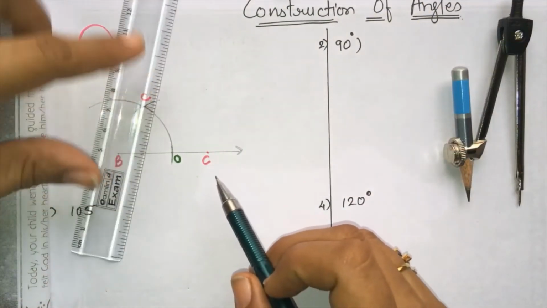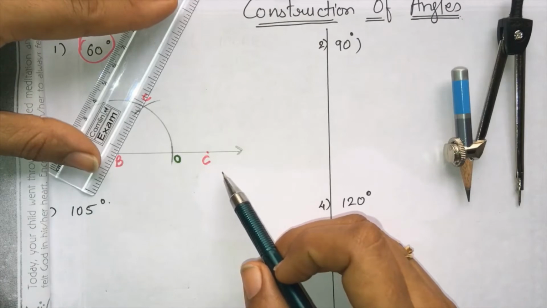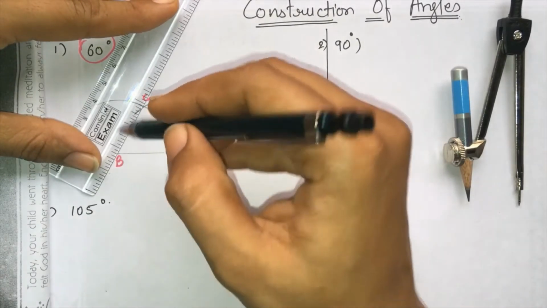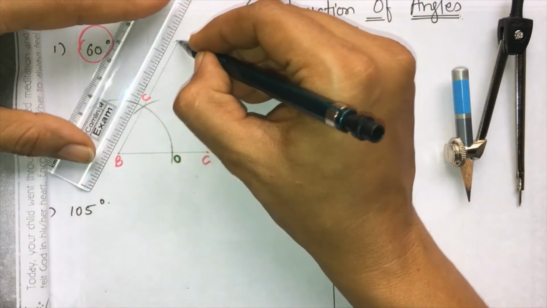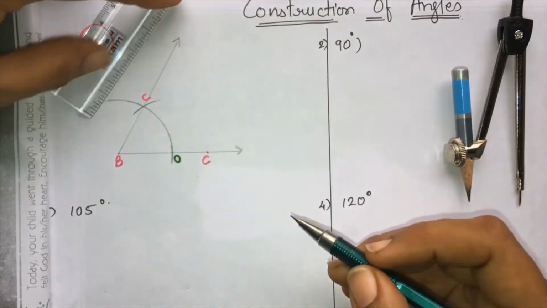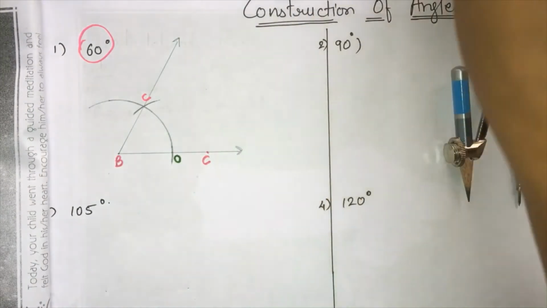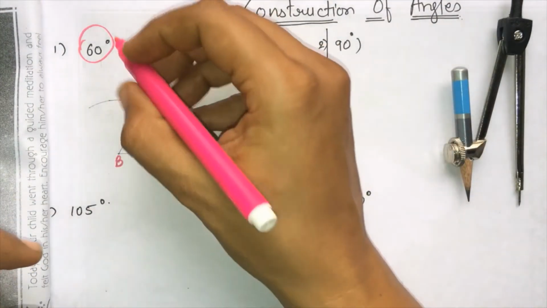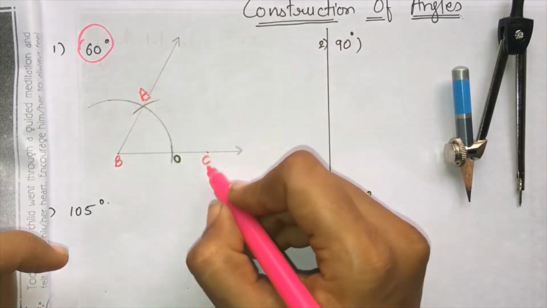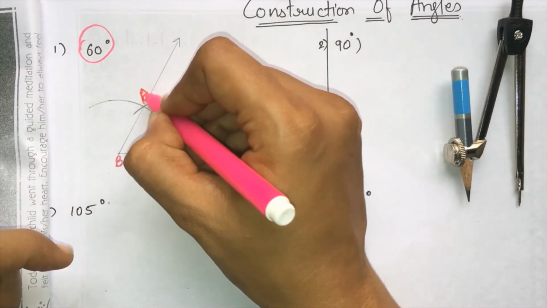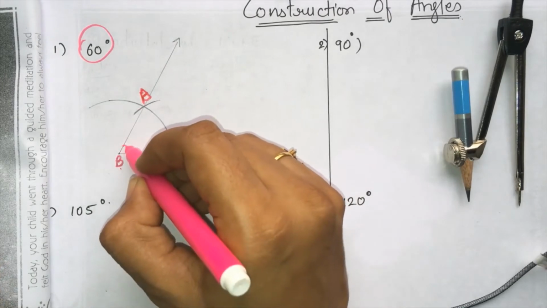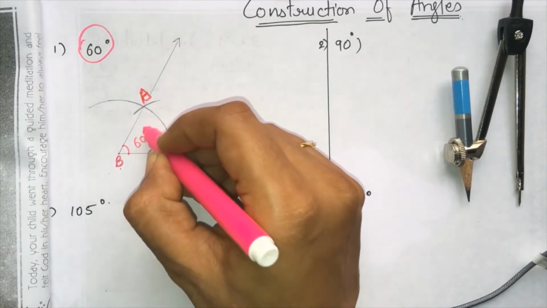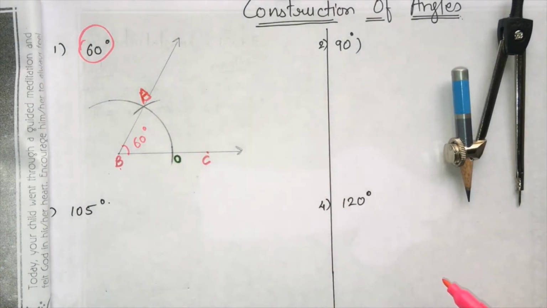Next step, I am going to join this BC and I am going to extend it. So I am drawing another ray. Instead of C, I'll name it as A, because C I have already named over here. So this is A. So this is ABC. So this ABC angle is of 60 degree. So this is our first construction.